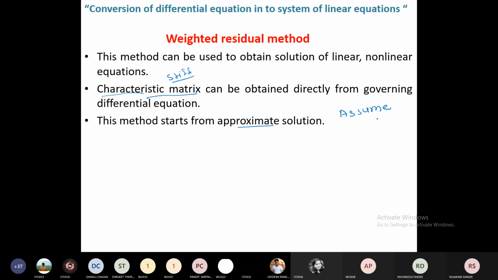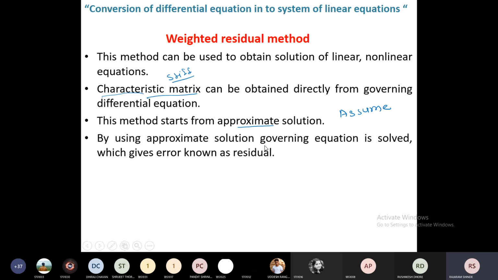Now, when we put that assumed solution in the differential equation, it will not give the correct result. It will give some error. That error is known as the residual. That means by using the approximate, or assumed, solution, the governing equation is solved, which gives the error. That error is known as the residual. You have to remember this name. This error is the residual.